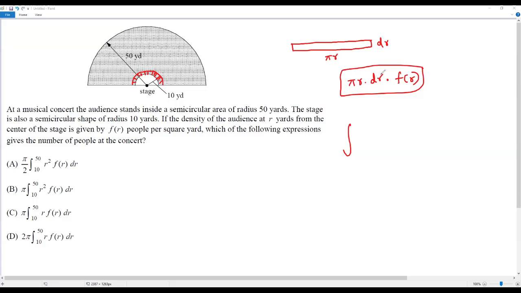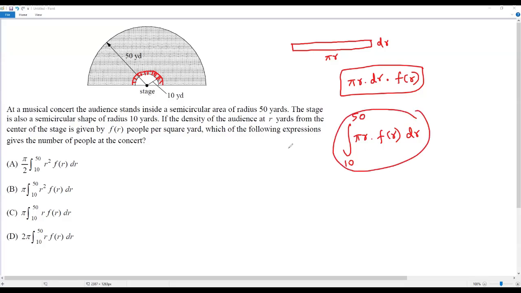In each strip, the number of people is given by this expression, and this function has to be integrated. Now let me write pi r times f of r. We can write this dr at last. This dr gives the width of the rectangle, that is the thickness or the small change in the radius from 10 yards. So the starting radius is 10 yards and it goes up to 50 yards, so the upper limit of the integral is 50.